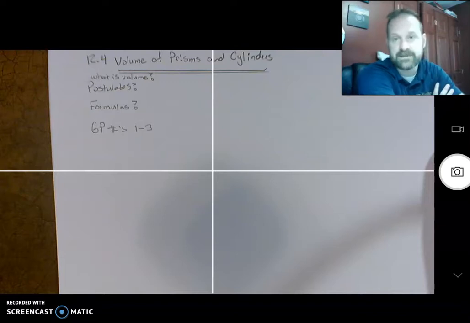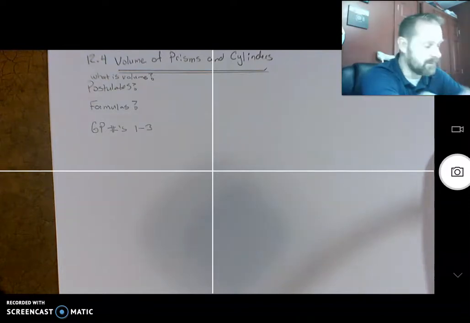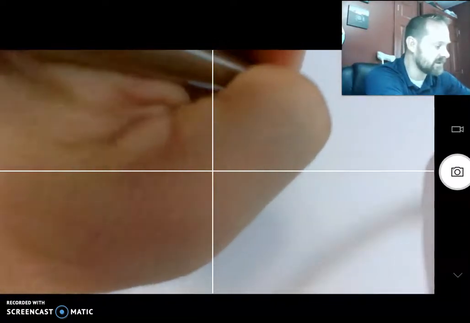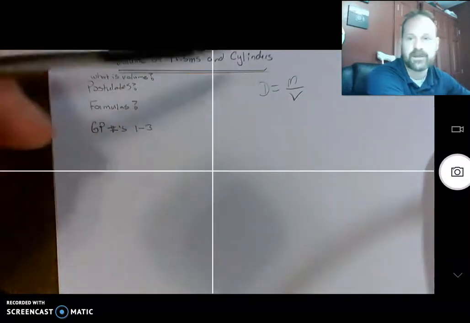Well, occupying space is the definition of mass, but they're kind of related. I'm going to go off on a tangent here, so I better stop myself. If you remember from physical science, density equals mass divided by volume. That's kind of how they're related.